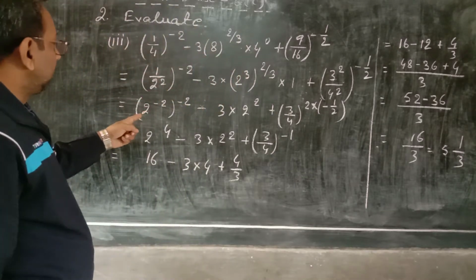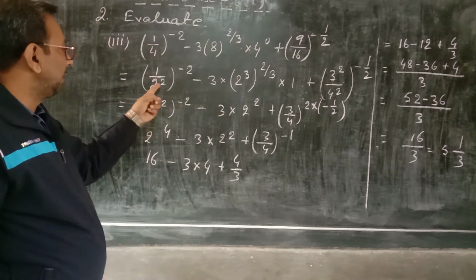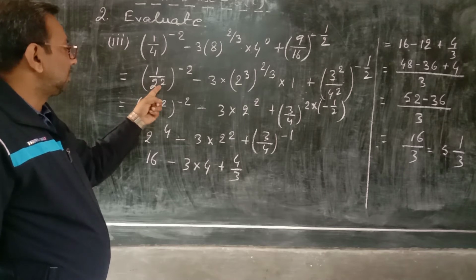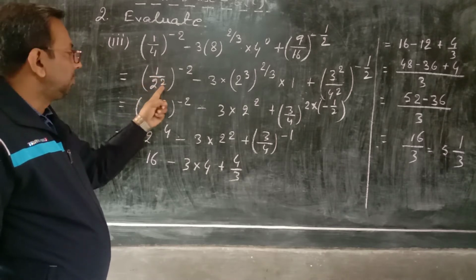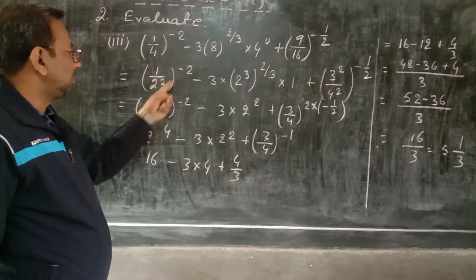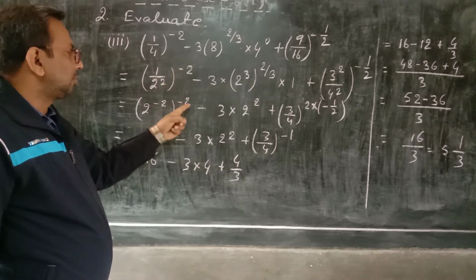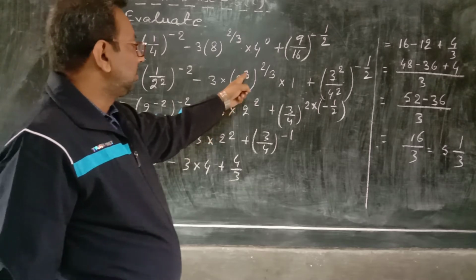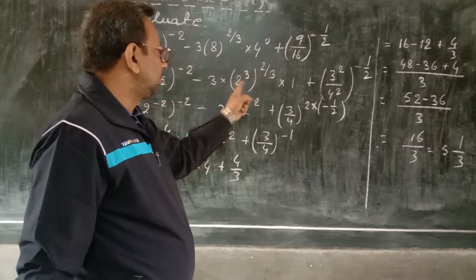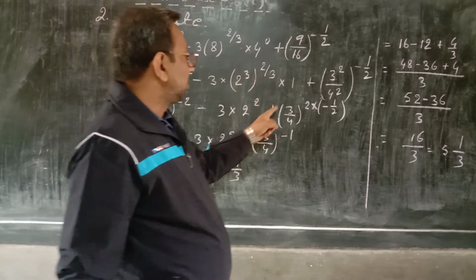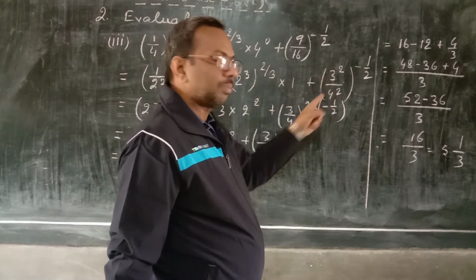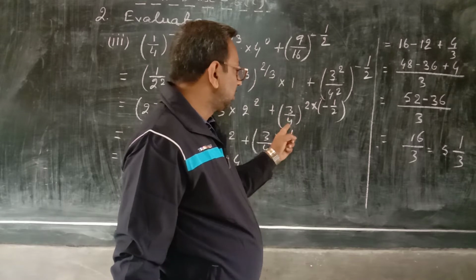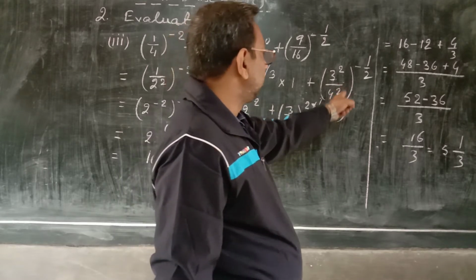Now in the next step, this 2 power, this square I have taken up, so it will be minus there, 2 to the power minus 2 minus 3. This 3 and this 3 cancel, so 2 square is left, plus this 3 by 4 whole square. This is 3 square by 4 square, so we can write it as 3 by 4 whole square to the power minus 1.